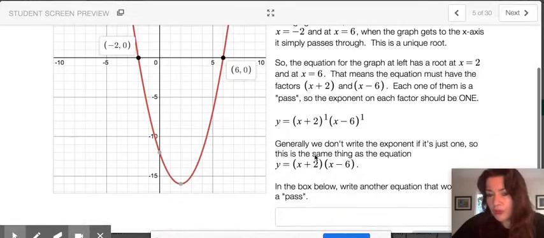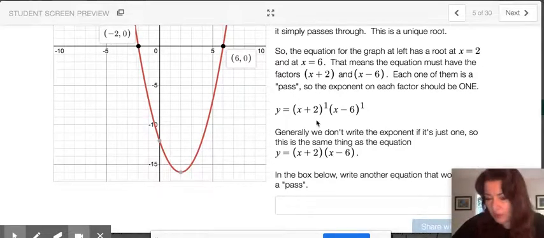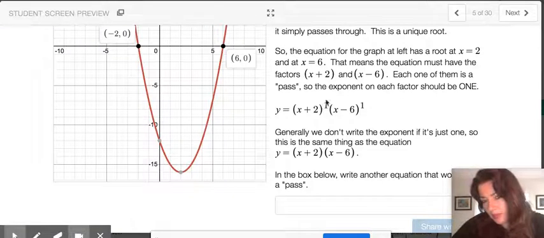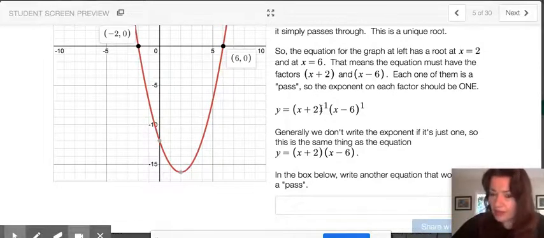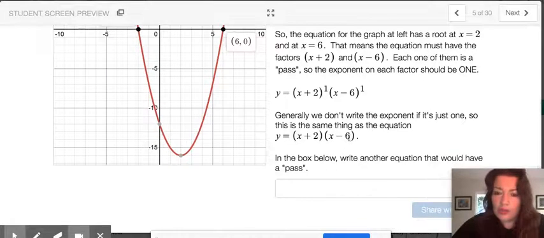So if we were to write this in factored form, we can see that the exponent, the 1 here, we don't really need that. It is understood if you see below, it is not written in, but we can also write it in, and we would get the exact same equation. So always remember those invisible ones.